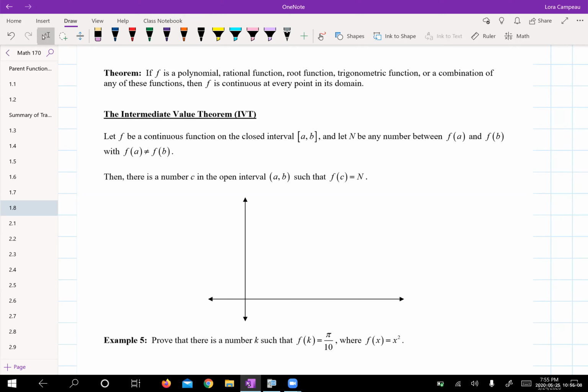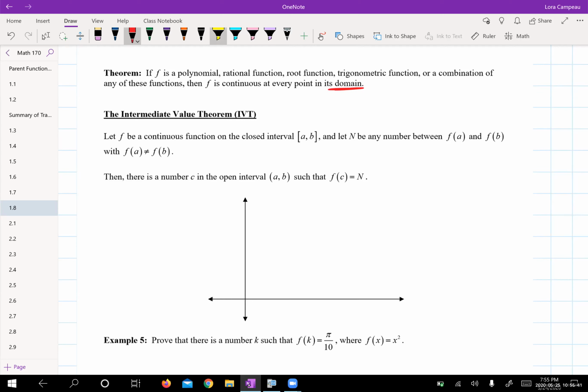If you have an idea about continuity, and I should probably be a little bit more specific. I kind of typed it out, but be careful. When we talk about f being a polynomial, a rational function, a root function, trig function, or any combination of any of these functions, we know as long as we are in the domain of the particular problem, that f is continuous in all of those points.